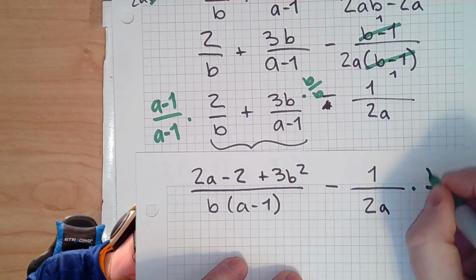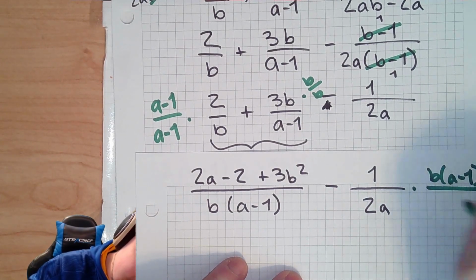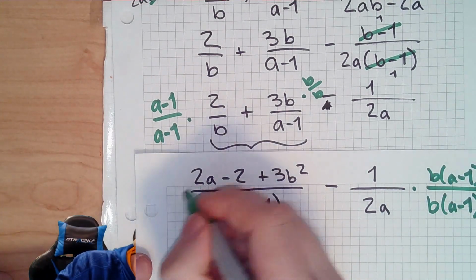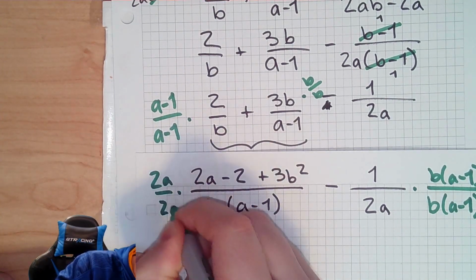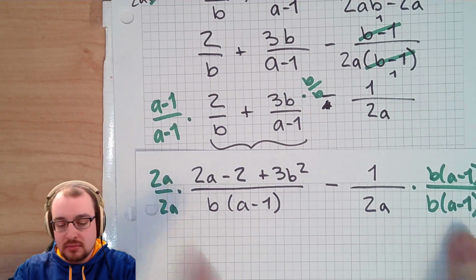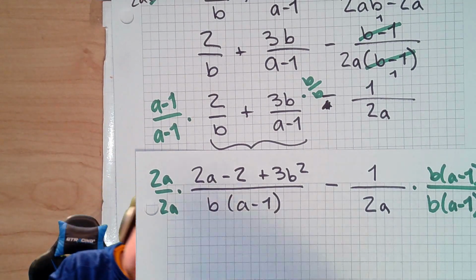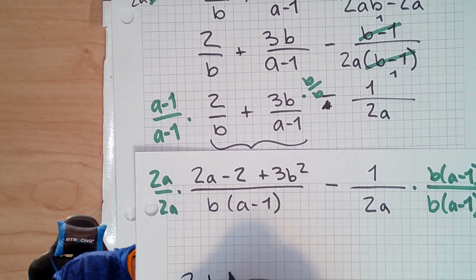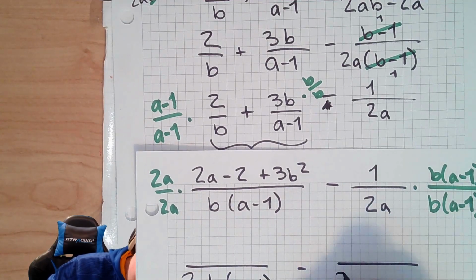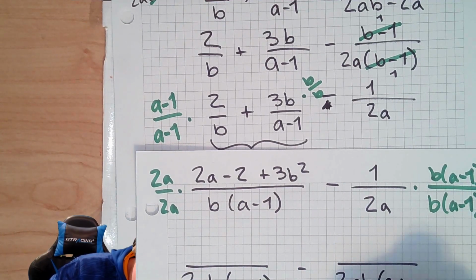I'm going to multiply this by b over b times a minus 1, and b times the quantity of a minus 1. And over here, I'm multiplying by 2a over 2a. And look, they're going to match up now. See how those are literally the same? So I'm going to get 2ab times a minus 1 for this one's denominator. And I'll get the same denominator over here. That's why we did it.